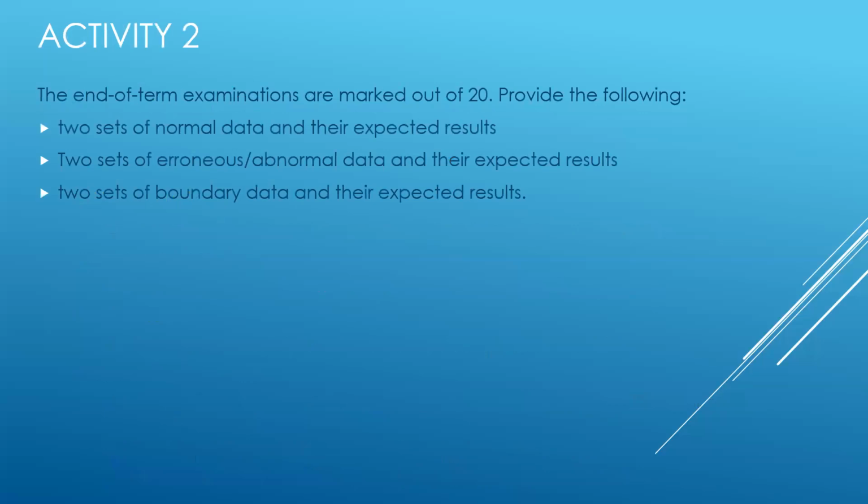This is my activity. And this one is very much similar to what we have done. Very quickly, I want you to write down the answer. The end of term examinations are marked out of 20. Provide the following: 2 sets of normal data and the expected results. And when we say expected results, remember that we need to talk about what will happen. Will they be accepted or will they be rejected? 2 sets of erroneous or abnormal data and their expected results, and lastly, 2 sets of boundary data and their expected results. I'm giving you a maximum of 3 minutes to do this activity. Very quick.